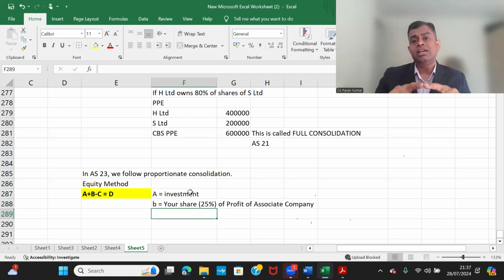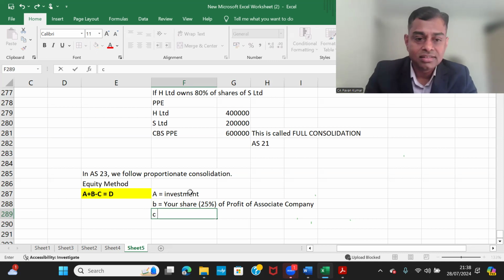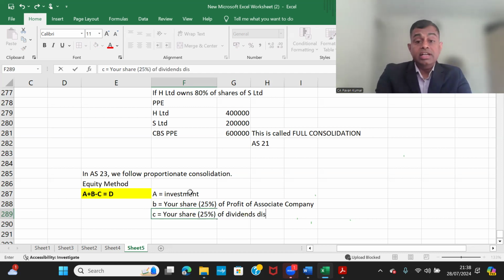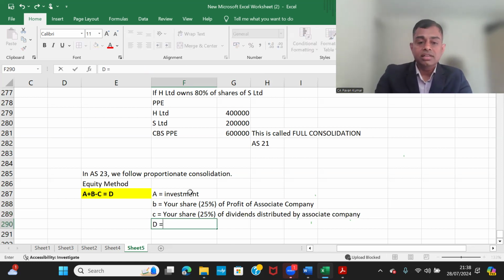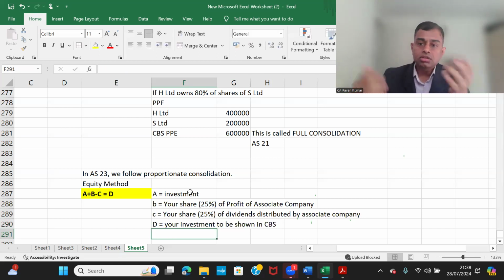Pawan sir, I invested money, 25% of shares. I acquired 25% of shares of, say, Unni Limited. Unni Limited earned 1 crore profit. In that 1 crore profit, 25% belongs to me. Simple. C is your share, which is again 25%, of dividends distributed by associate company. D is equal to your investment to be shown in consolidated balance sheet. That's all.